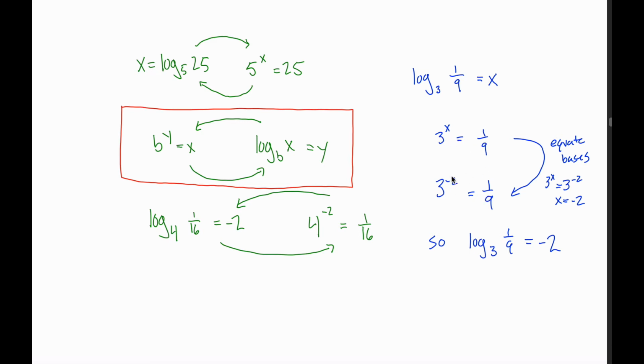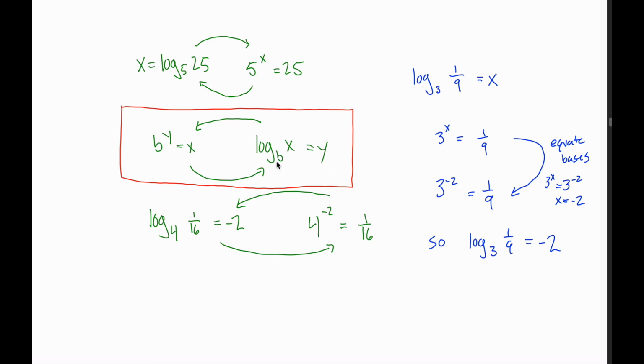At this stage, you can either be like, all right, so x equals -2. X was what I was looking for, so I'm done. Or you could think about this red box again. What I have here is an exponential equation, right? It looks like what's on the left-hand side here, b to the y equals x. Playing the role of the b is the 3, the y is the -2, and the x is the 1/9.